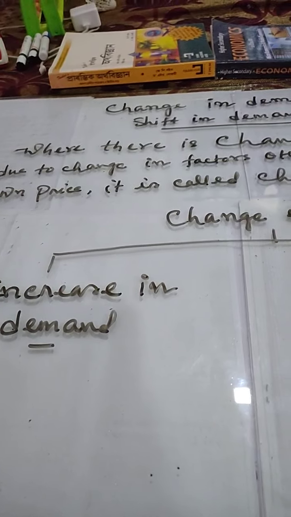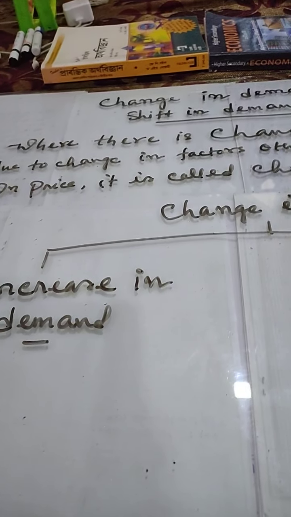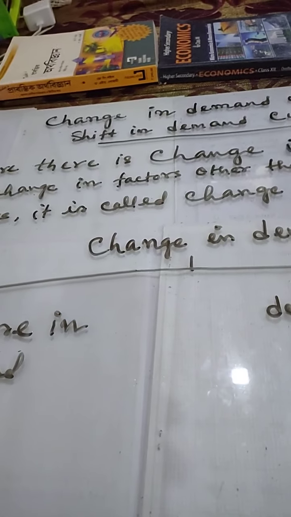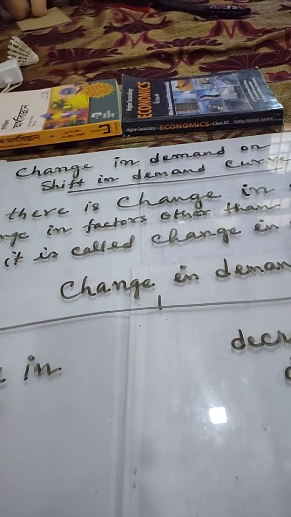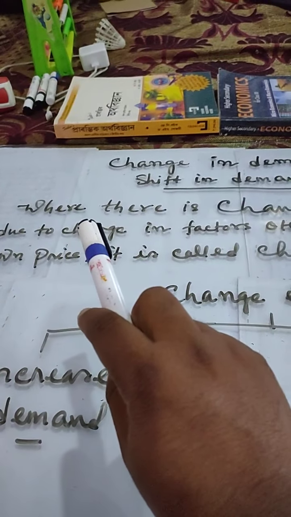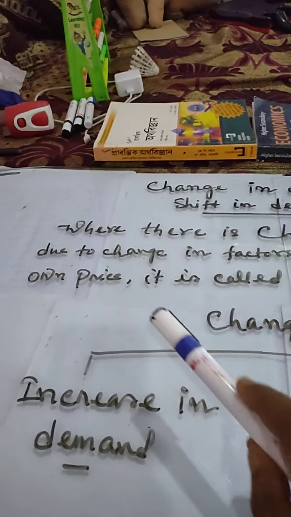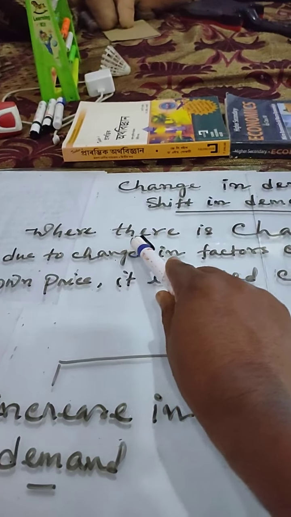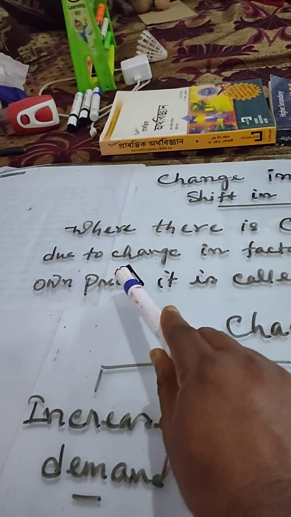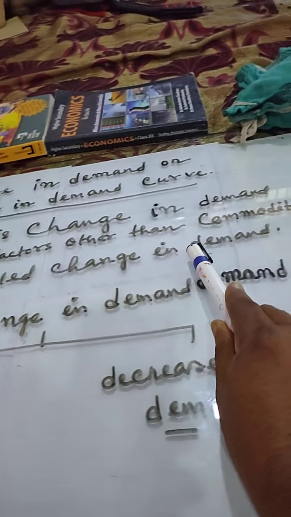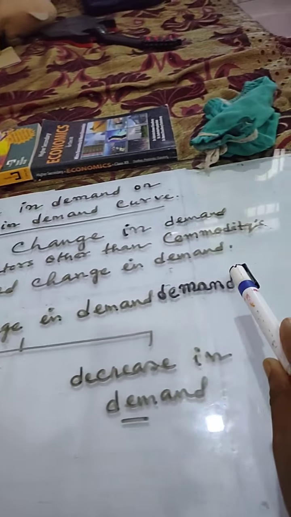In change in quantity demanded, the prime factor of change in demand was the price of the commodity. That means price plays the important role. Now, regarding change in demand, what are the factors that affect the demand for a commodity? We'll see now. You see the definition first. Where there is a change in demand due to change in factors other than commodity's own price, it is called change in demand.